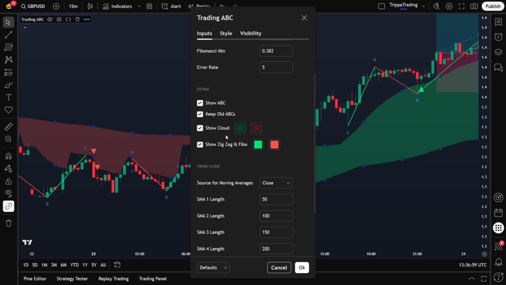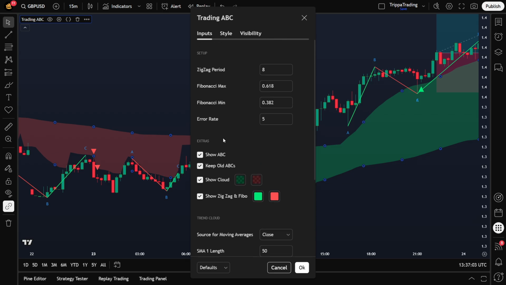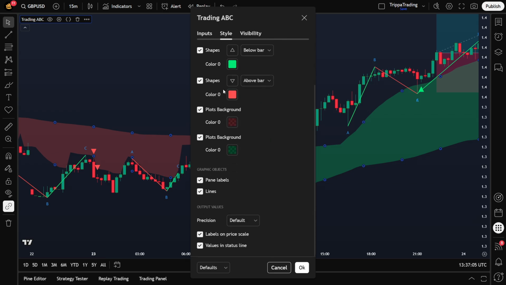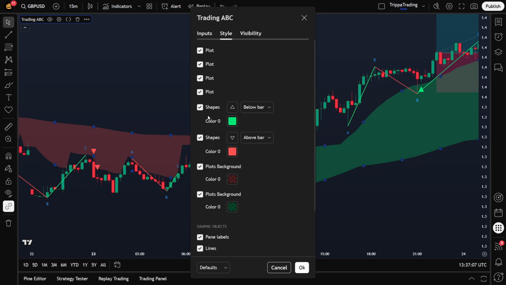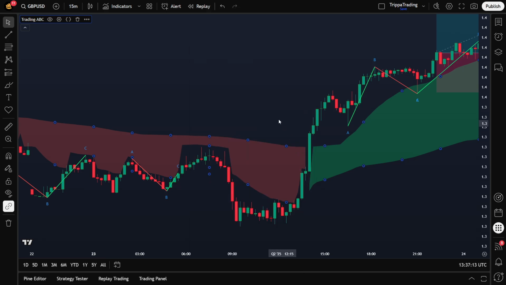You can also turn off the buy-sell triangles. They're not super reliable, so I usually keep them disabled. The real value is in the ABC labels and the cloud. Everything else you can leave on default unless you're testing custom setups. Simple, clean, and effective. You can also bring in other indicators to support your trade decision.